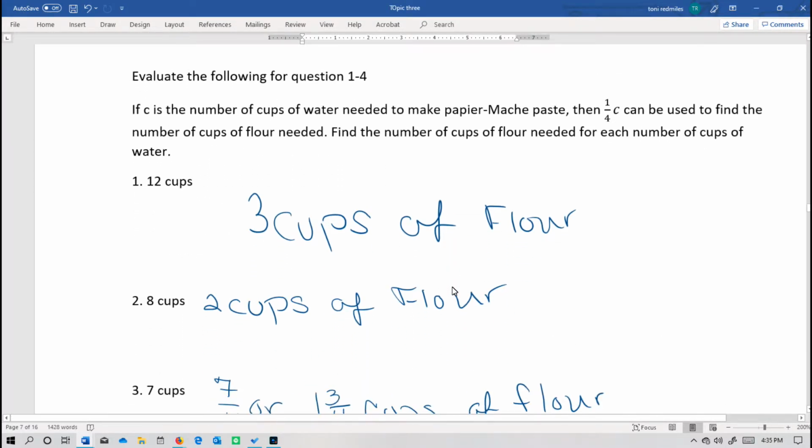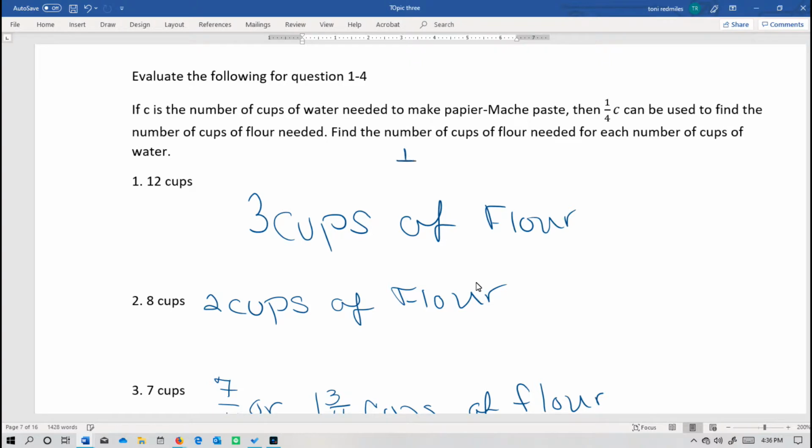All right, so if C is the number of cups of water needed to make paper mache paste, then 1/4 C can be used to find the number of cups of flour needed. So it must be 4 cups of water to 1 cup of flour. If you take my pre-algebra part 2, I go over these proportions. Find the number of cups of flour needed for each of the cups of water.